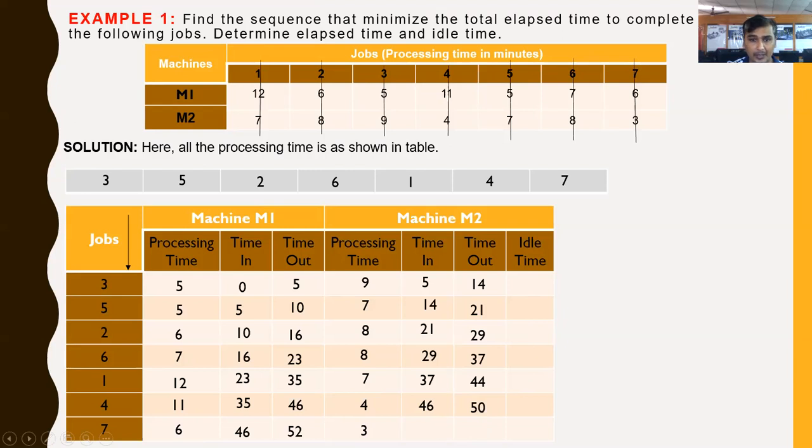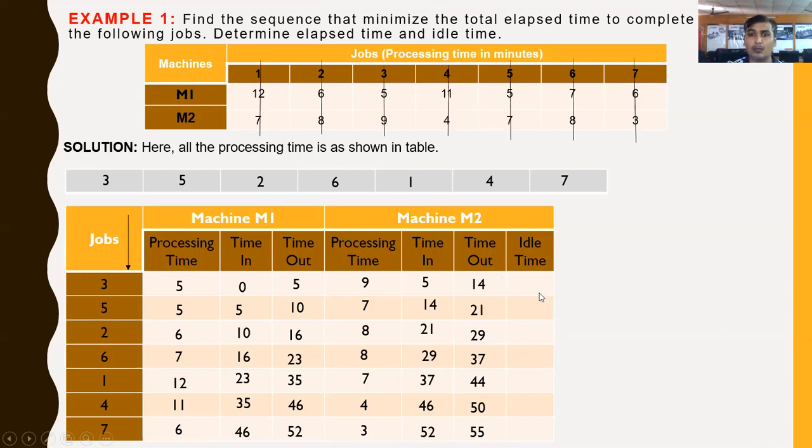Again, here is 52 and here is 52. Again we have to write down the maximum time. So 52, 55. Machine 2 has completed the total of 7 jobs in 55 minutes.